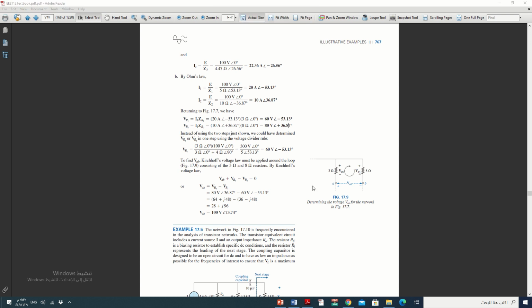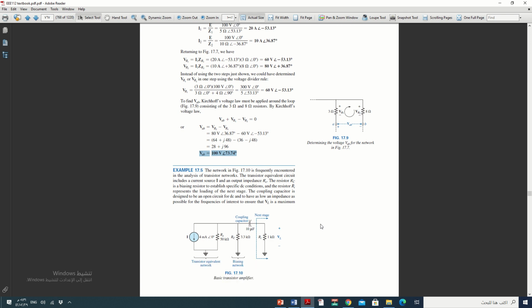we can make the loop, in which VAB from minus to positive will be positive. From minus to positive in VR1 will be positive. From positive to minus, the direction of the loop will be minus. And now you will substitute: VAB equals VR2 minus VR1, and you will find the answer VAB.